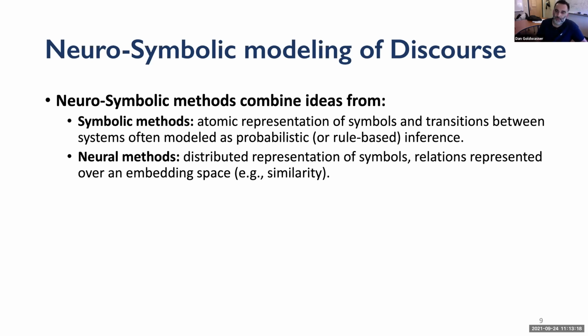They view symbols or entities and ideas as atomic things, and we can reason about them by figuring out their relationship, typically as a probabilistic or rule-based inference process. Neural methods rely on distributed representation of those symbols, and relations are represented over an embedding space. This is somewhat a limited view of the world because we can mostly say something about their similarity, and anything beyond that, a more nuanced relationship, is quite hard to represent.